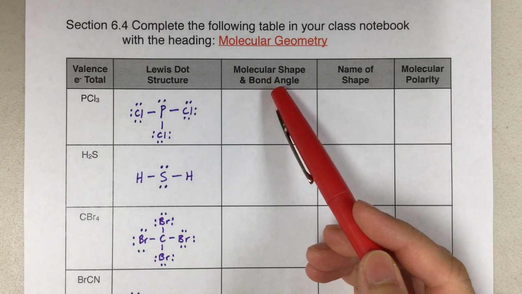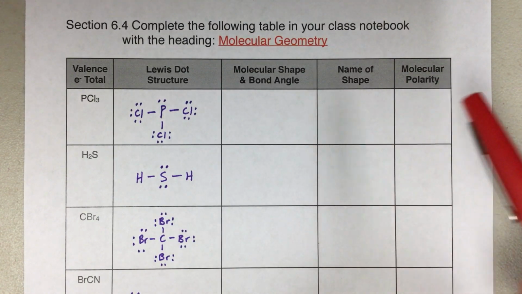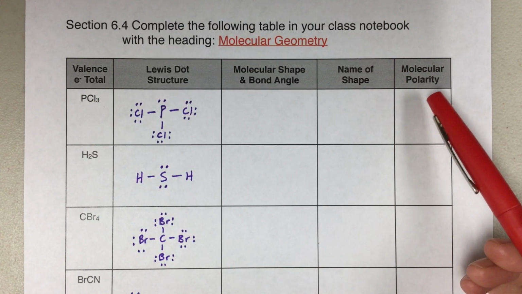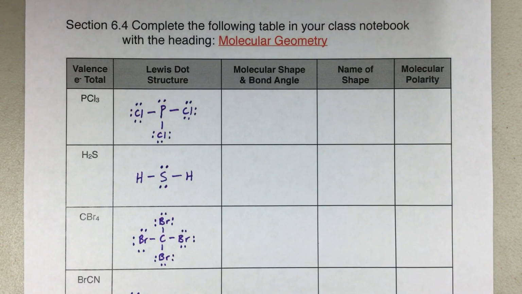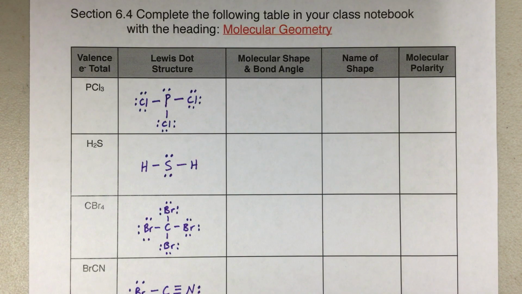In this one, we're going to go over molecular shape and bond angle, the name of the shape, if it's polar or nonpolar, and I'm going to go over how to use the VSEPR model handout to figure out what the shape is without having to build the actual compounds. So we're going to go through a few of these together.